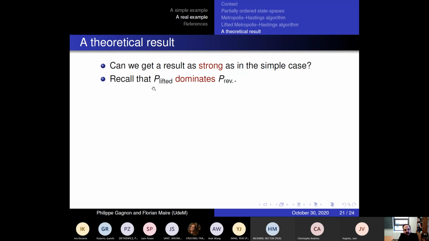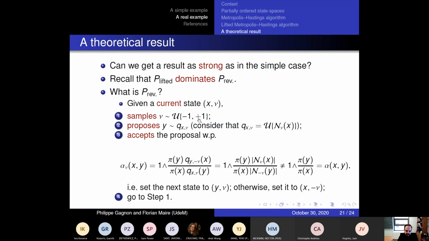So I will recall that what we know about the lifted sampler, okay, is that it dominates its reversible counterpart. Okay, it's just that before, the reversible counterpart was equal to MH. Okay, in this case, what is the reversible counterpart? So it's the lifted sampler with this added step of direction refreshment. Okay, but the difference now is that it doesn't correspond to MH.